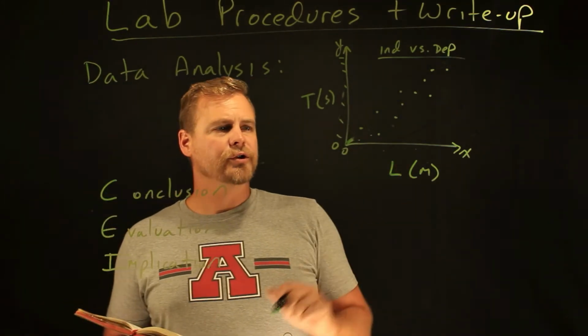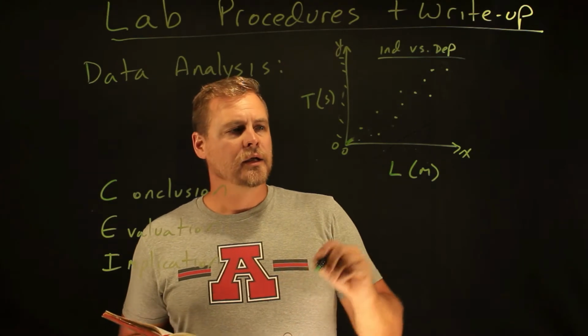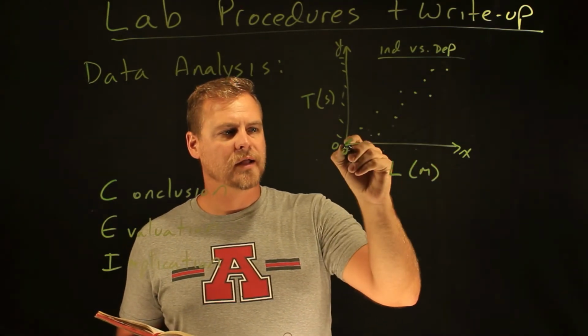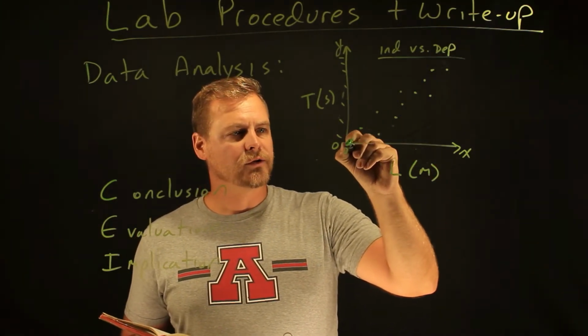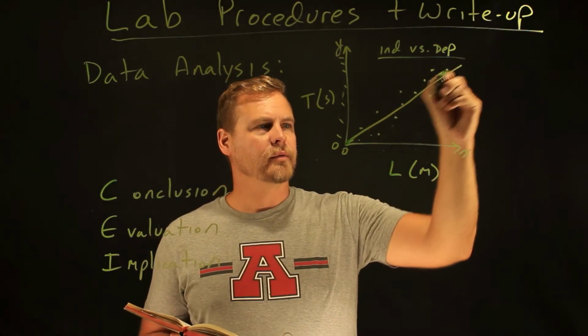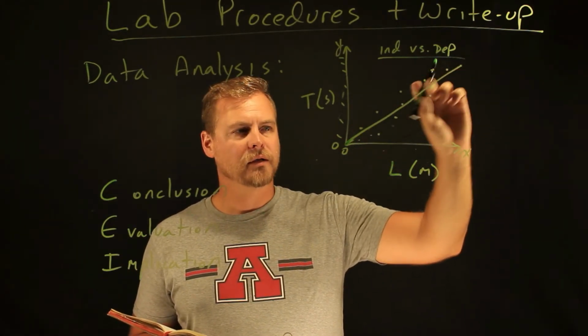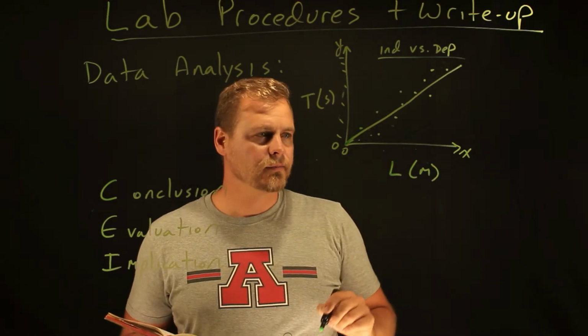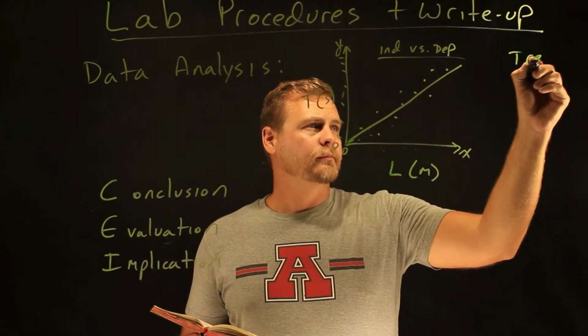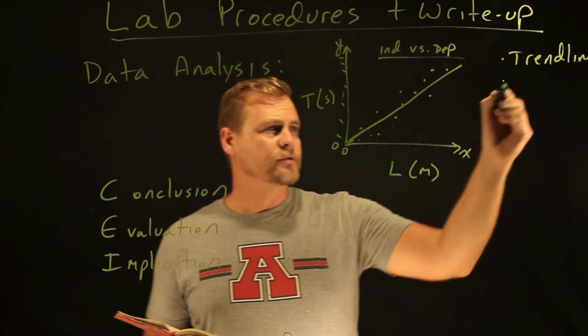The first thing that you're going to do is you're going to draw a trend line. Now you're going to take your straight edge and line up with the origin, and draw a straight line pretty much right through the middle of your data. Okay? You don't want to connect all the dots. So once you have your trend line, you need to pick cross points.